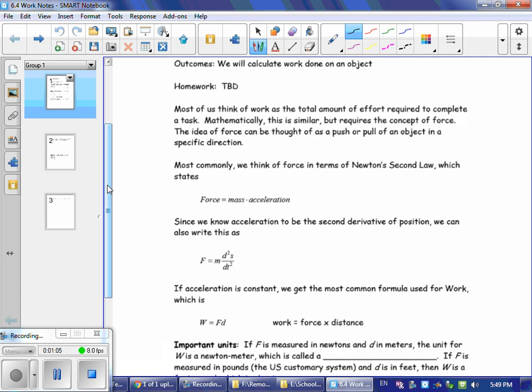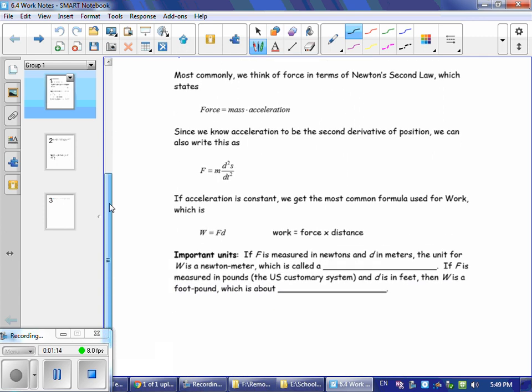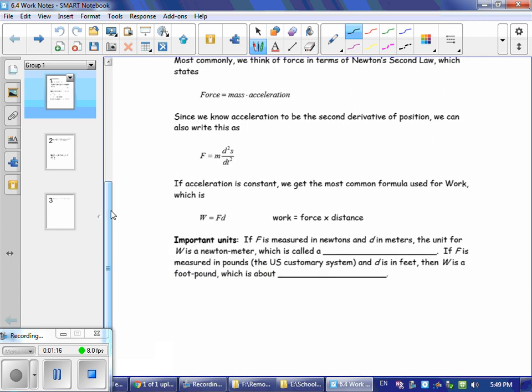Most commonly, we're going to think of force in terms of Newton's second law, which states that force equals mass times acceleration. Most of us have definitely heard of that one. Well, if we put this into terms of calculus, since we know that the acceleration is the second derivative of position, we can call force mass times d squared s over dt squared, or the second derivative of position, where s is the position function.